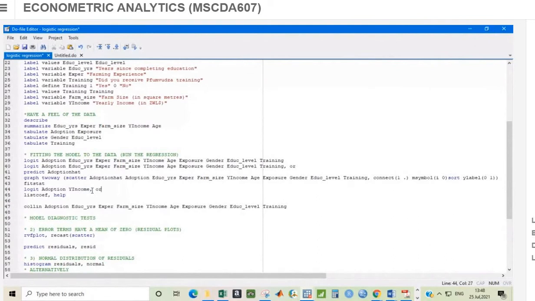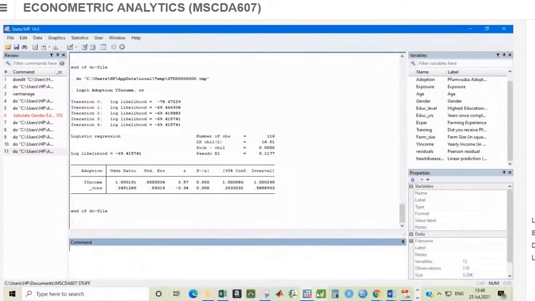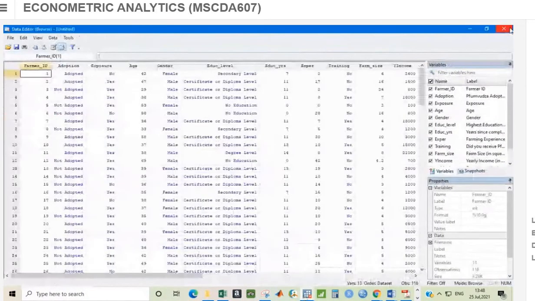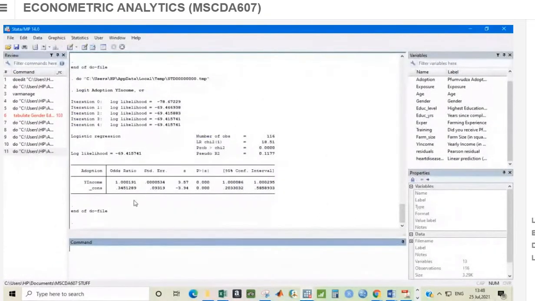And let me add odds ratio. OR for odds ratio. Then I run again the model. Okay. Then this one. You close this one. Okay. Now I have odds ratio. Remember, what is this odds ratio? Odds ratio is equal to the odds of adopting the model over the odds of not adopting the model.